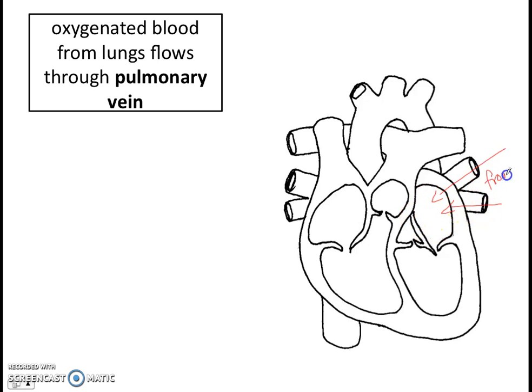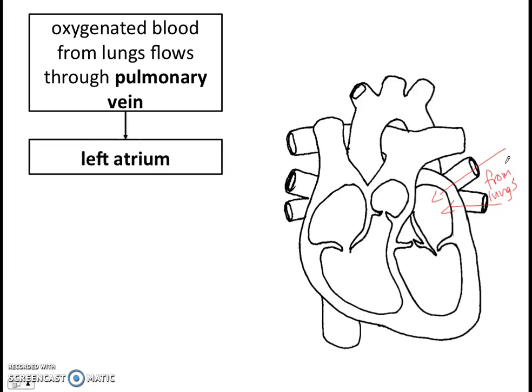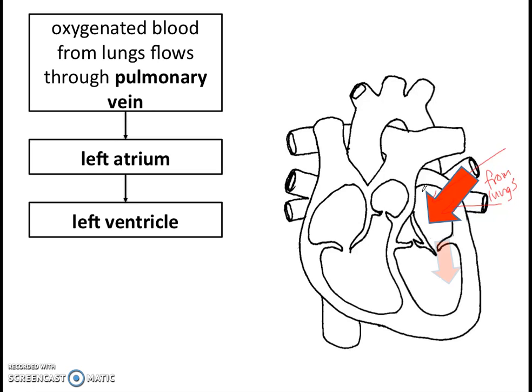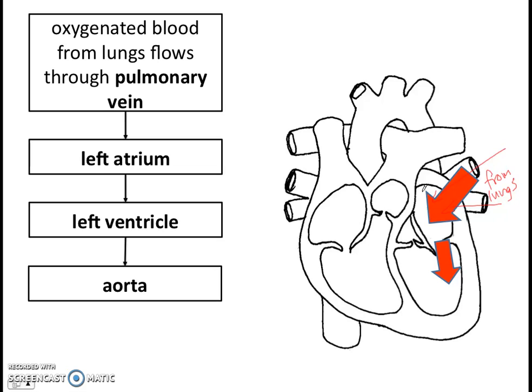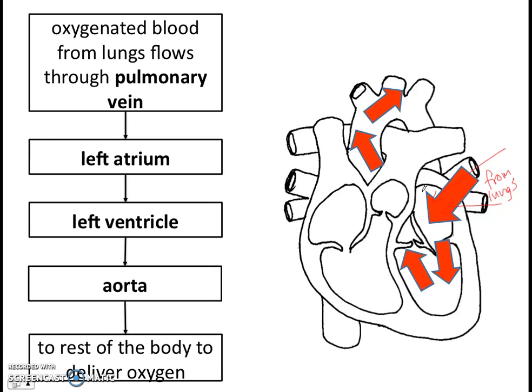Okay, so this is from the lungs. And it will return back to the left atrium. So this left atrium here. Right. Then blood will move from the left atrium to the left ventricle. And then from the left ventricle, when the left ventricle contracts, it will move out to the aorta, right, which is this blood vessel here. And it will do this to deliver oxygen to the rest of the body.